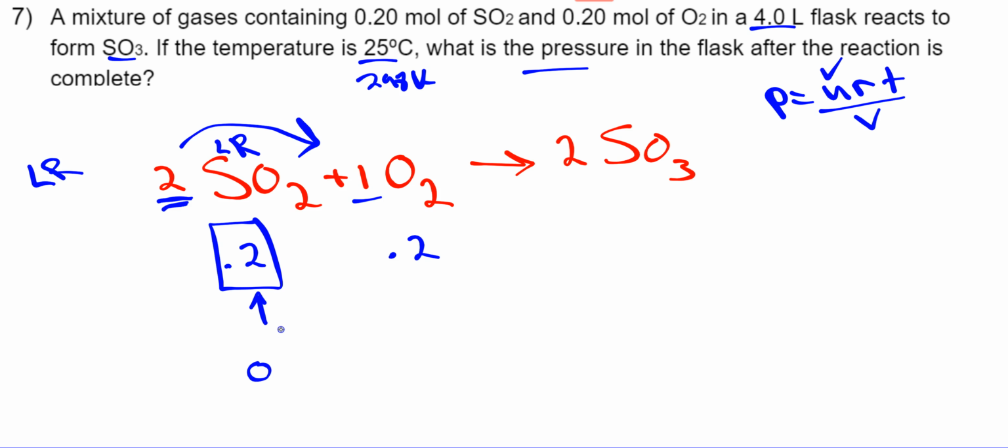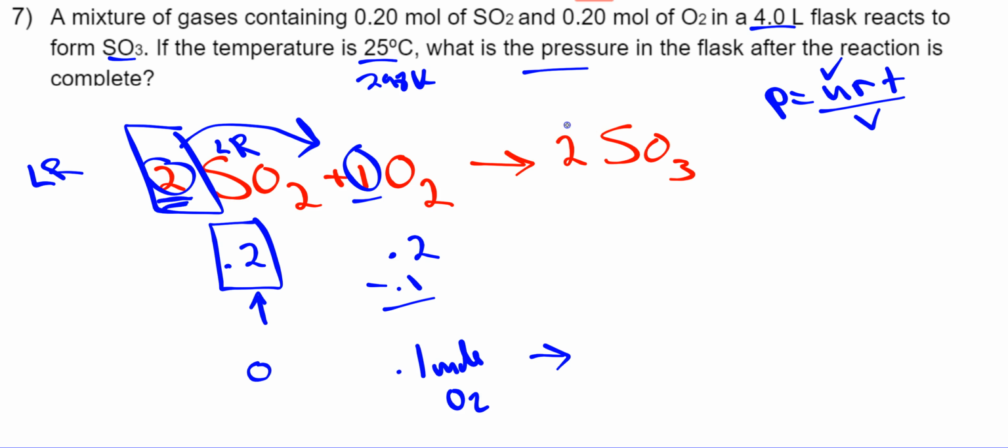All of it gets used up. Now please look. That means that 1/2 of the oxygen value is used. So half of that is 0.1. I subtract, and that means I have 0.1 mole of O2 left in the flask. And then, this is nice, since this is a 2 and this is a 2, every amount of this that I use is equal to the amount of this that I create.